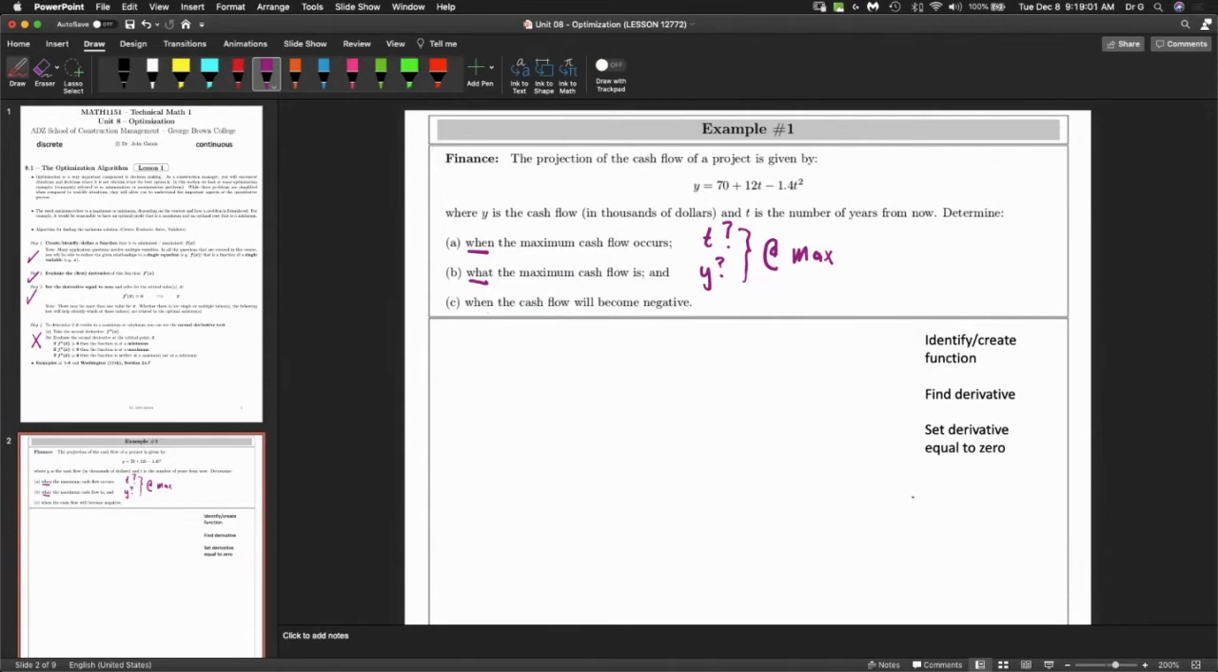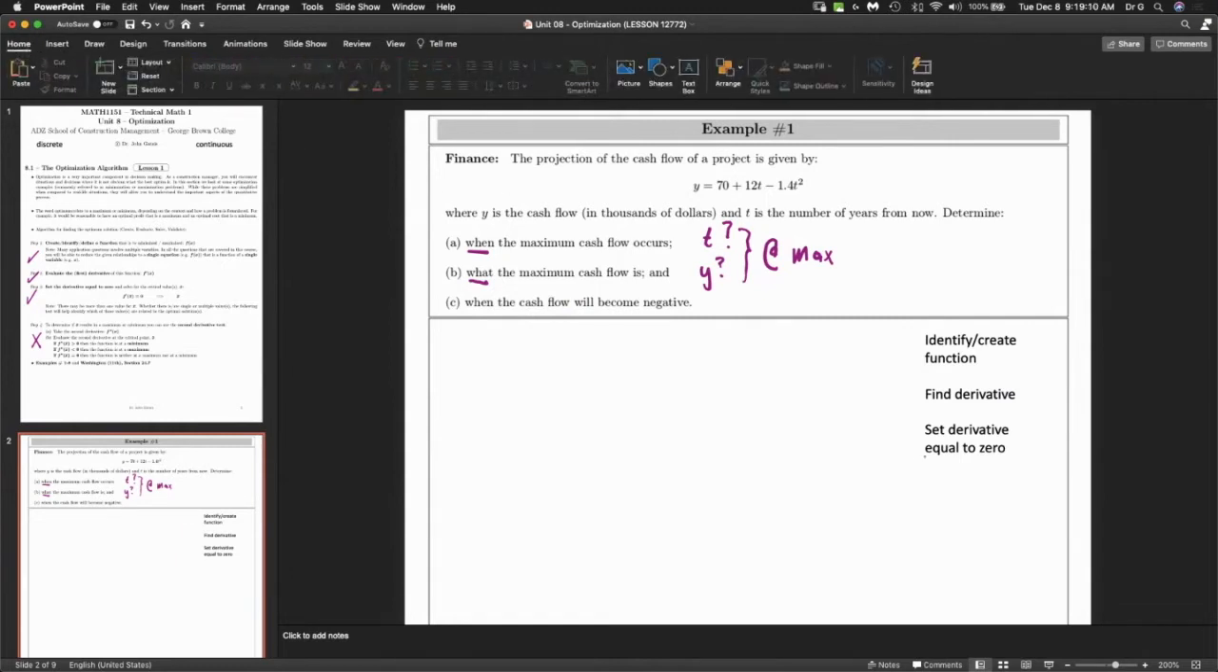So let's talk about the process. Step 1 of the process is to identify or create a function. This is the easiest variation because I am giving you the function. You don't have to create it. So step 1 here is a joke. Basically, I give you the function. So let's write down that function here.